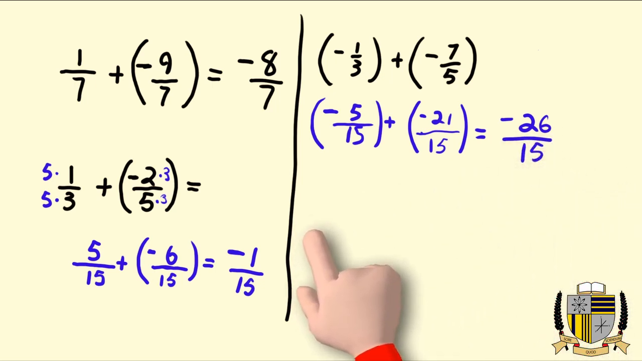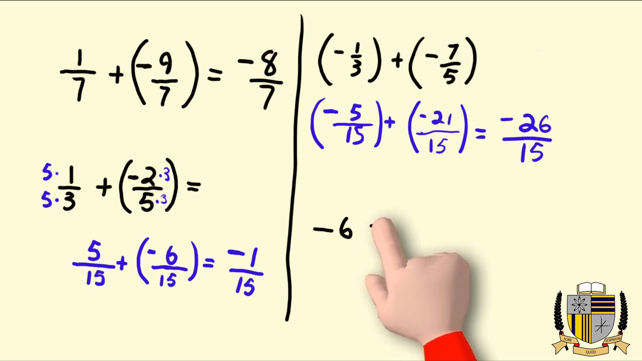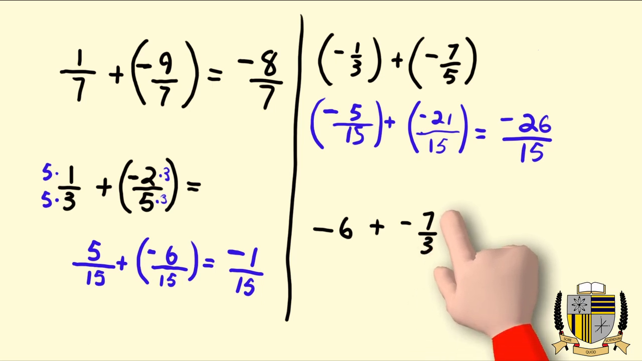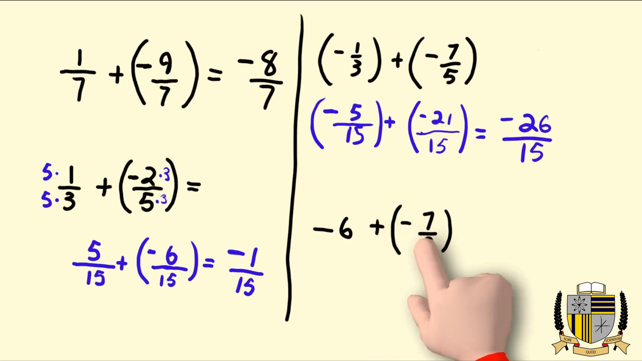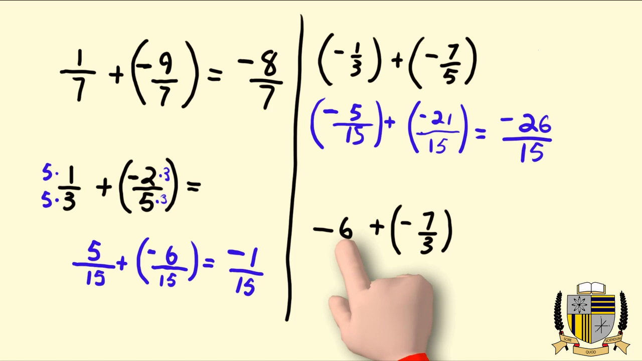And I'll do one more example. Here we have a negative 6 plus a negative 7/3. You know, these do not look pretty. What does that equal to? Well, we can't do anything right now, because we have this whole number plus this fraction. So let's get them into fractions with common denominators.